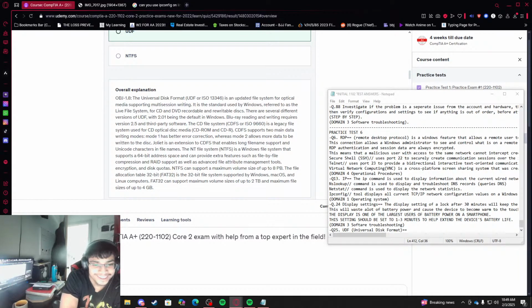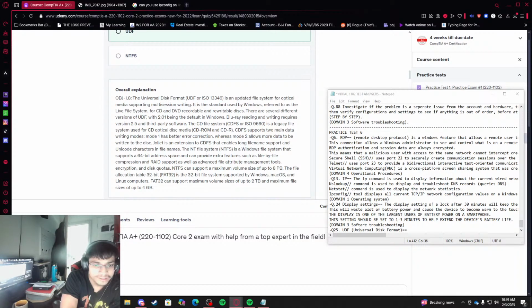CDFS supports two main data writing modes. Mode 1 has better error correction, whereas Mode 2 allows more data to be written on the disk. Joliet is an extension to CDFS that enables long file name support and Unicode characters in file names.